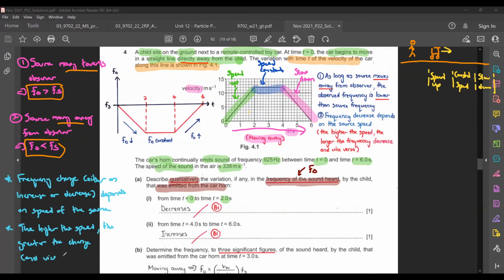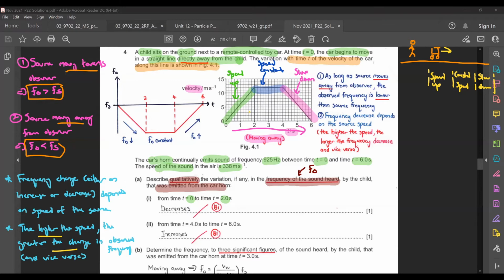So basically what you're supposed to know from here is that if you move at a higher speed, your change in frequency is going to be larger. Okay, the greater the change in observed frequency. All right. So if you have a source that's moving faster towards the observer, your frequency increase will be larger. If you have a source that's moving faster away from your observer, your frequency drop is going to be larger.